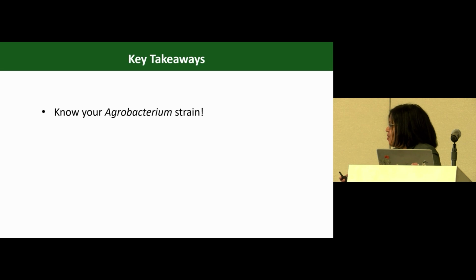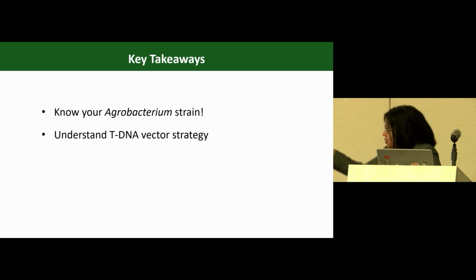So it's very important to know what Agrobacterium strain you are working with, what the T-DNA vector strategy is in there, what the sequence of plasmids is, and all those things. Then do quality check before you start. This is the first thing you should do before you enter into this.